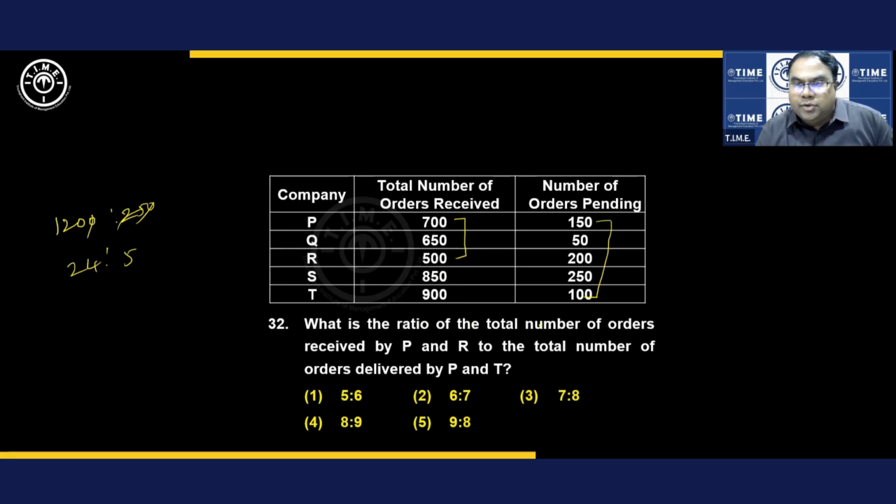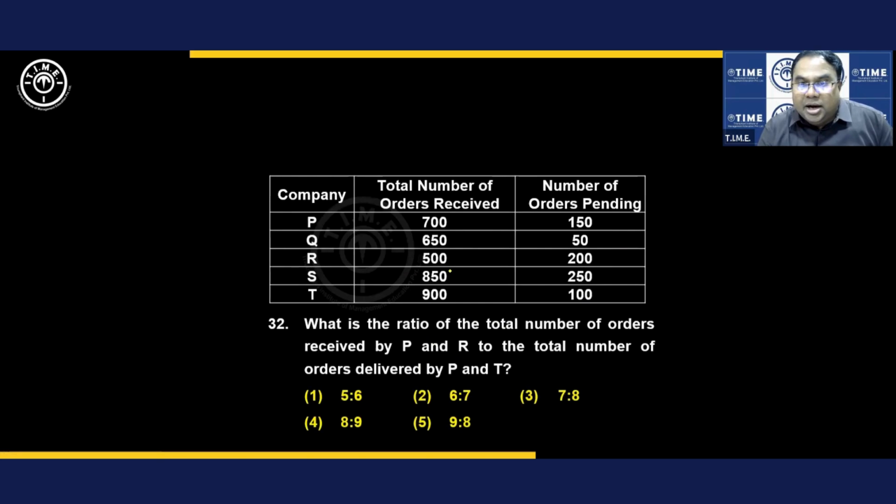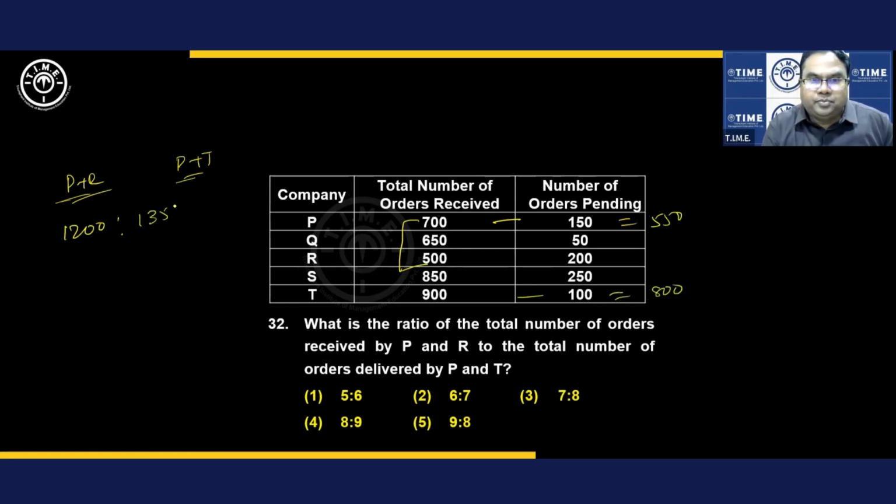We'll see this. Ratio of total number of orders received by P and R, orders received. Number of delivered, sorry. I'm taking pending. Very sorry. So P and R orders received is 700 plus 500, 1200, is to P and T orders delivered. I'm sorry, this is orders pending. Delivered are how many? 550. P, T delivered are how many? 800. So 1350. 5 24s, 5 27s, 3 8s, 3 9s. 8:9. 8:9 is present in choice 4.